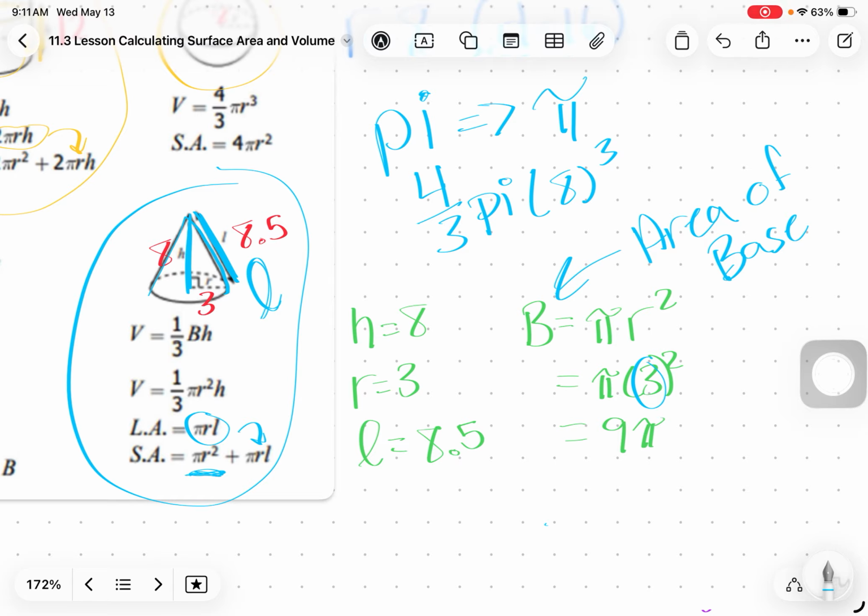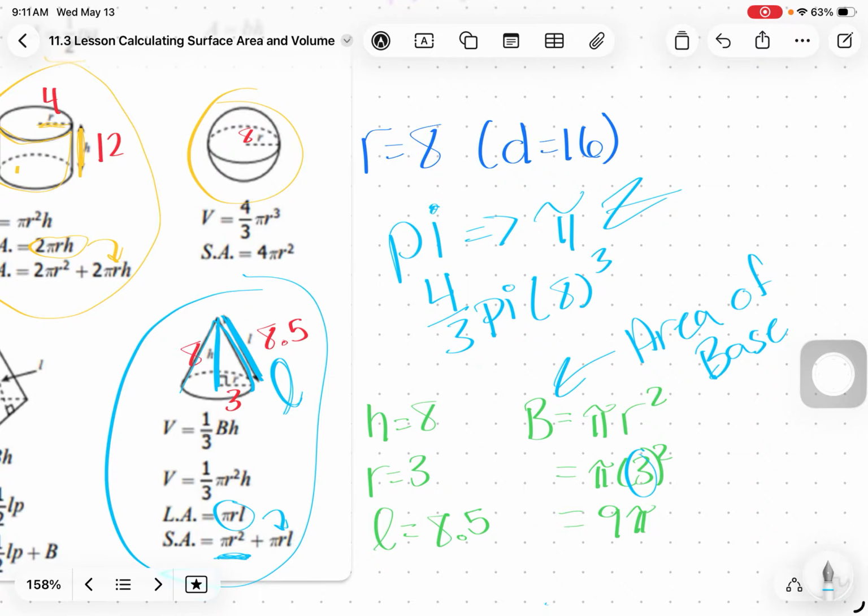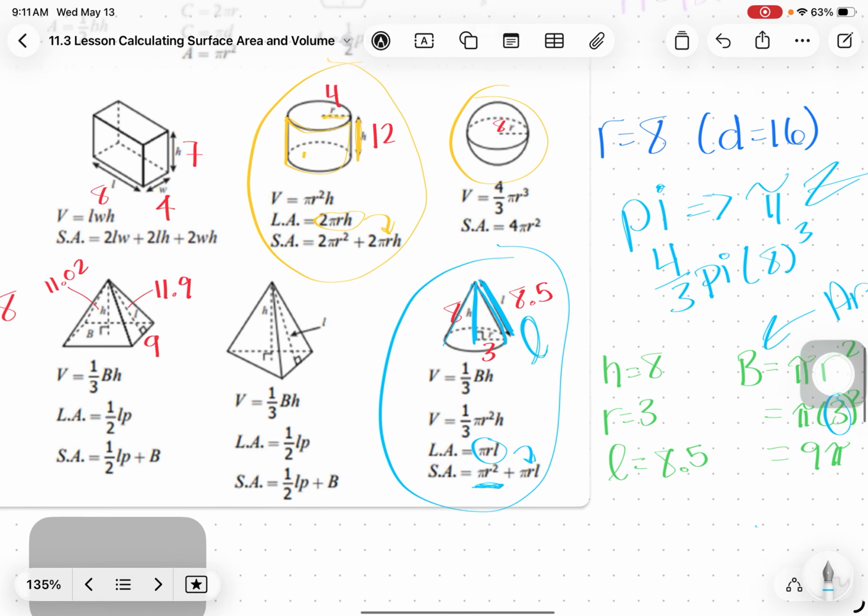I just left it as 9 pi for now, but when we are calculating these volumes and surface areas, we can actually, like I said, type in pi and actually calculate that through. Different from what we did in the previous unit.